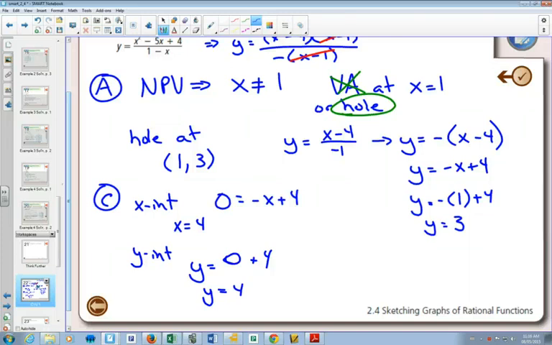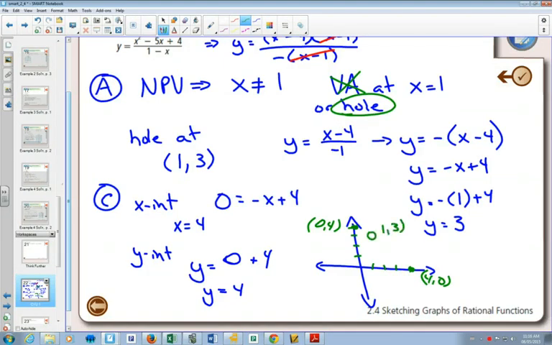And when we go to graph this one, here's our x-intercept. There's our y-intercept. And we know that our hole is at 1, 3. So draw an open circle and label 1, 3. And there's our straight line with a hole in it.